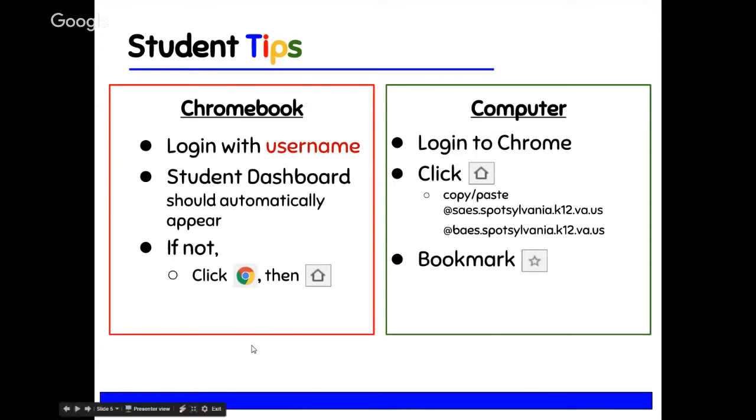If students are on a computer, they still have access to the student dashboard, but they will need to log into Chrome, and they will need to click on the house button. They can copy and paste school.spotsylvania.k12.va.us. And then once they are on the site, they can bookmark by clicking on the star in the top right-hand corner of their screen.